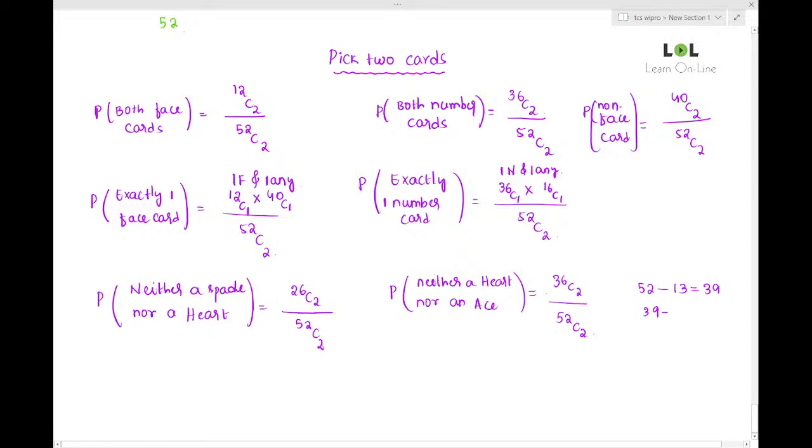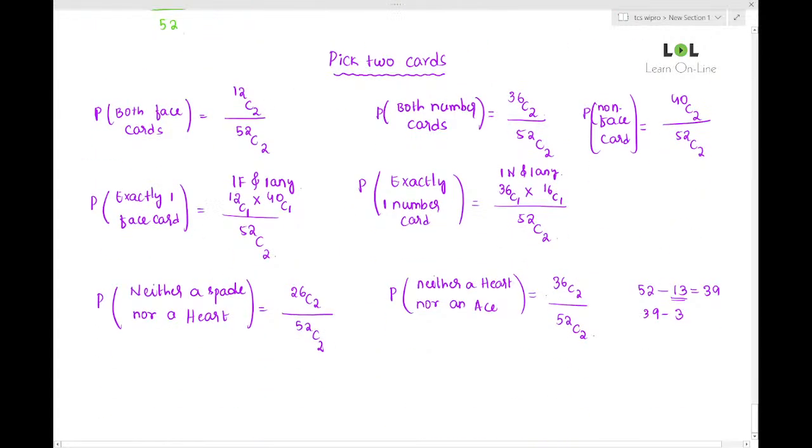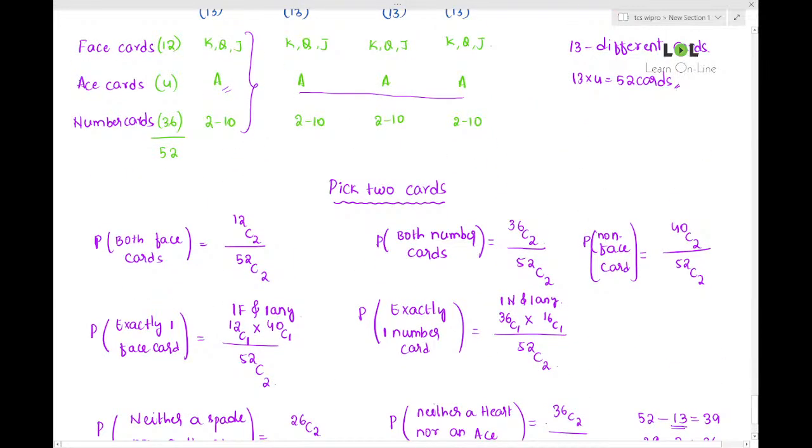But you will be removing only 3. Why? When you remove all the hearts, you removed 13 cards. In that, one ace is gone. Still 3 ace cards are there. We have to remove the remaining 3 cards. So 39 minus 3, 36 will be there. Out of these 36, we need 2 cards. That is 36C2 divided by total 52C2. Am I clear now? Did you understand this question?